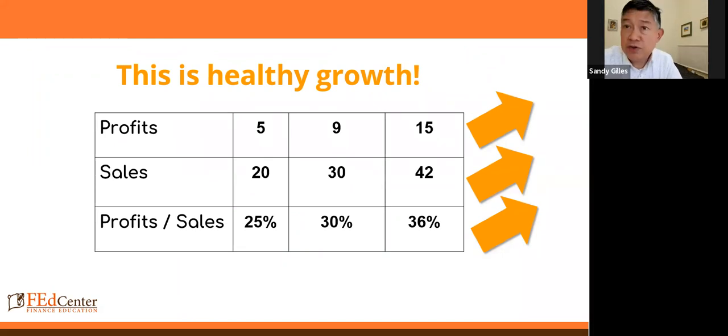10 over 30, you should get 30%. 15 over 42 should get 36%. So even the profits over sales is moving up from 25 to 30 to 36. That's good news. They're getting more and more profitable. So that's one way of reading the financial statement. That's going to come in very useful when you're analyzing for profitability.